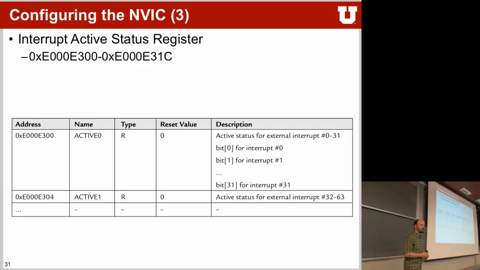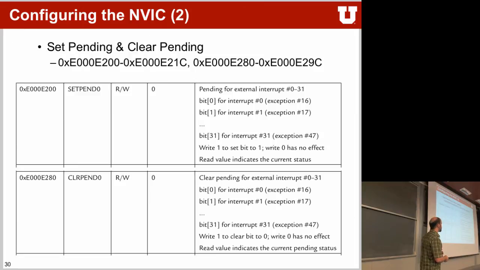Another register is the active status register. This will tell you if an interrupt handler for a certain exception is active right now or not. One of the things you can see here is the type is an R. That means this is a read-only register. The NVIC will control this register, but you can only read from it. If you write into it, nothing will happen whatsoever. You can't just set an interrupt to active using software. This is different from these registers, which are all read-write registers, so you can read and write from them.